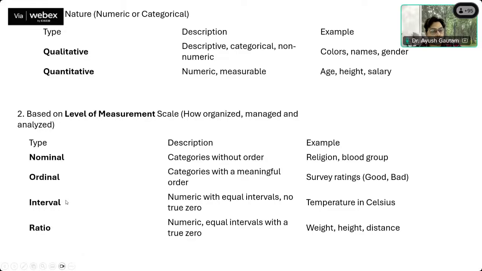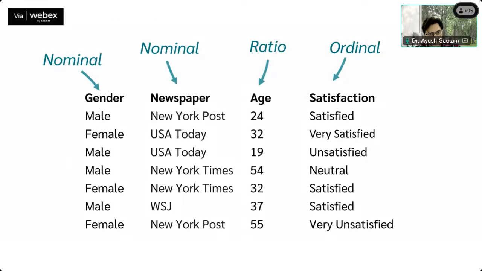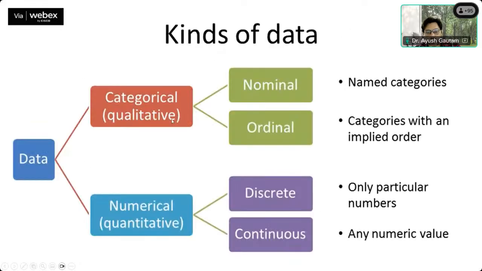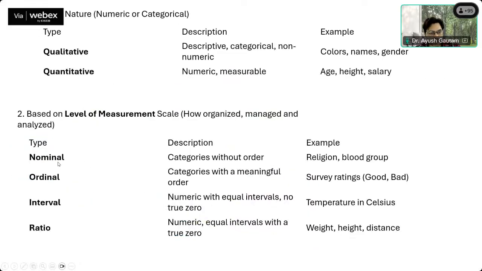Another classification is nominal, ordinal, interval, and ratio. Now this classification is based on the level of measurement. What is the level of measurement? It means what mathematical parameters can be applied here. So let's see, what is nominal data? Nominal and ordinal are both categorical data.